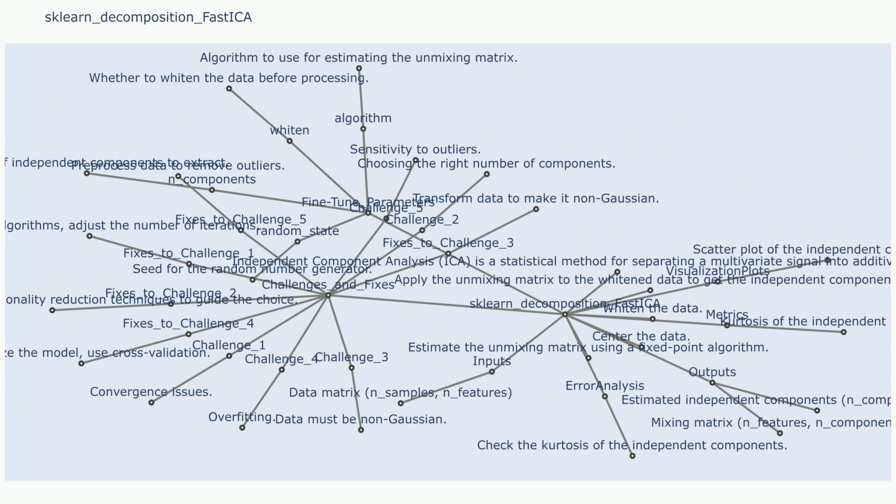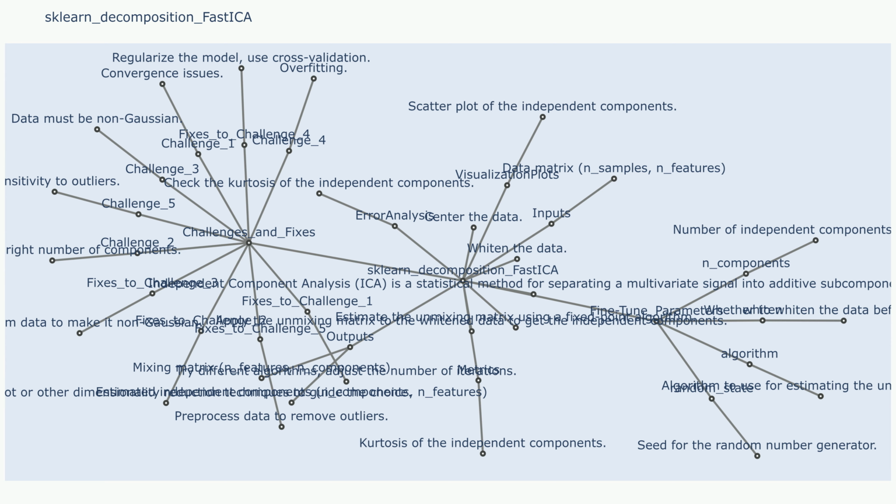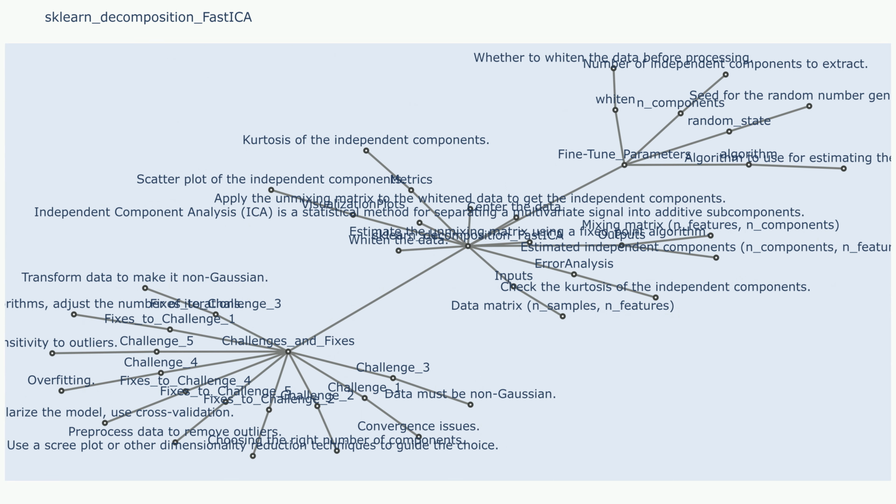Fine-tune parameters. Algorithm: the algorithm used for finding the independent components. Options include parallel (the default) and deflation. Whiten: whether to whiten the data before extracting the components, True by default. max_iter: the maximum number of iterations to perform. tol: the tolerance for convergence.